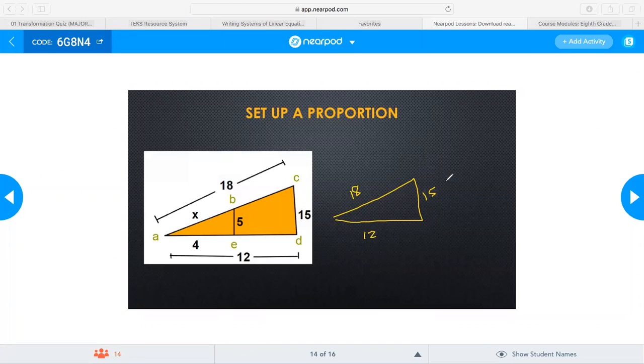Does anyone see the other triangle? Emily? 5, 4, and 6. Perfect. There's a small triangle inside the big triangle, and it's 5, 4, and X. So a lot of people get these wrong because they don't see the two triangles. So find X. Find out what X is.